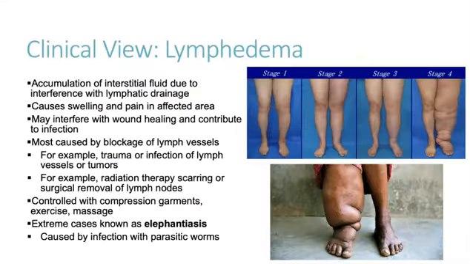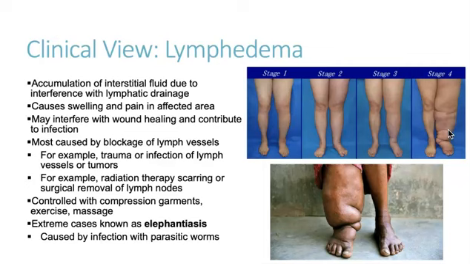And as our last clinical view for this section, we have lymphedema. And this is when we start to accumulate that fluid within our interstitial tissues due to some type of interference or issue with our lymphatic drainage. So we see that swelling will take place, and you could see in this limb here how it is just growing in size. And of course, pain is going to take place as well as that swelling pinches on nerves. It can also interfere with wound healing and contribute to infection.